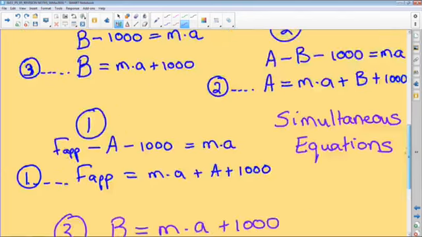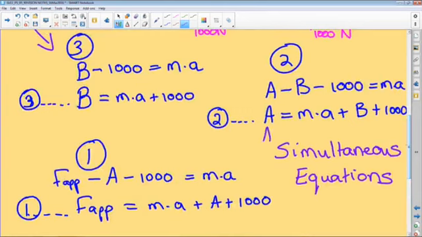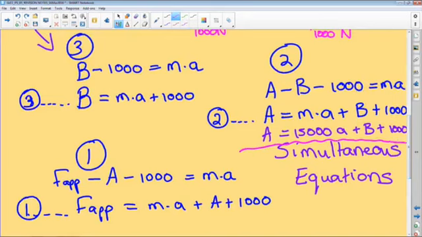So for number 2, I'm going to write here that A is equal to 15,000 A plus B plus 1000. Okay, now if you've been following, hopefully you can now see that we have got a situation where we can probably solve for A or B at least, or even the acceleration using equation number 3 and equation number 2.